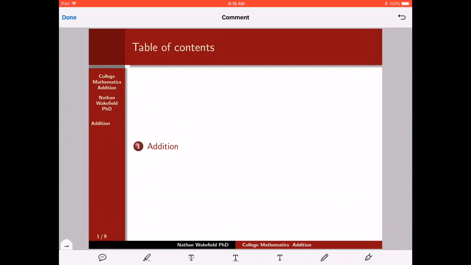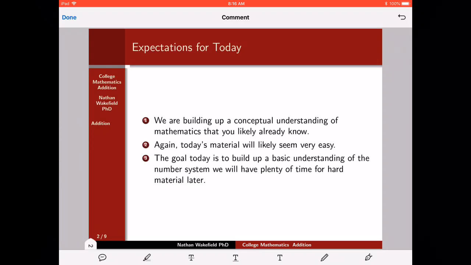Today we're going to cover addition. So a couple of things, we've been doing this several times now, but I just want to remind you that we're really focusing on building a conceptual understanding. Nothing in this lesson is outside of things you've already seen, but we want you to understand this conceptually so that you can help other people with it.